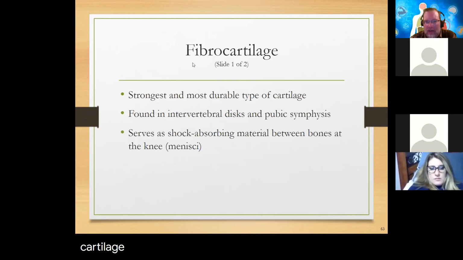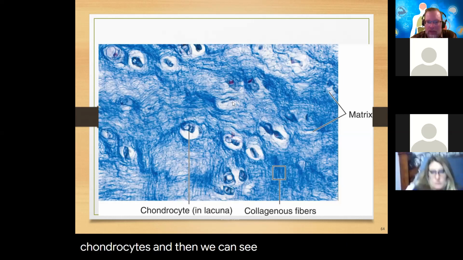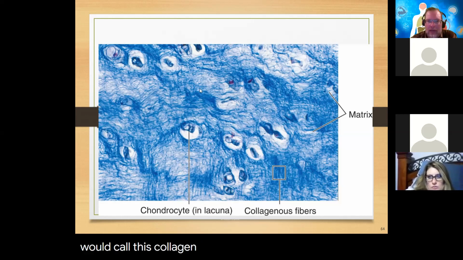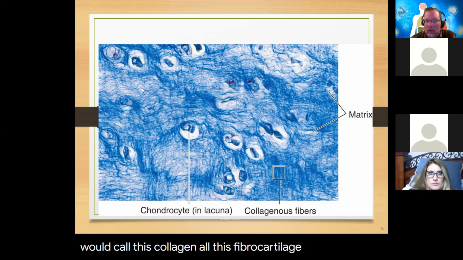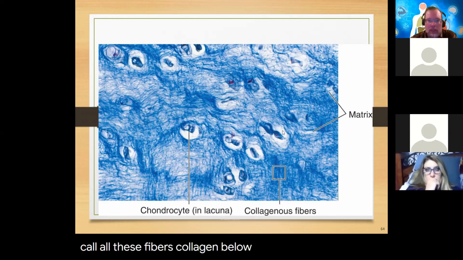Fibrocartilage implies we've got fibers involved. It's the strongest and most durable due to the fact that we have all of these fibers. So we can see these chondrocytes, and then we can see all of these collagen fibers scattered throughout. So we would call this fibrocartilage, and we would call all these fibers collagen.